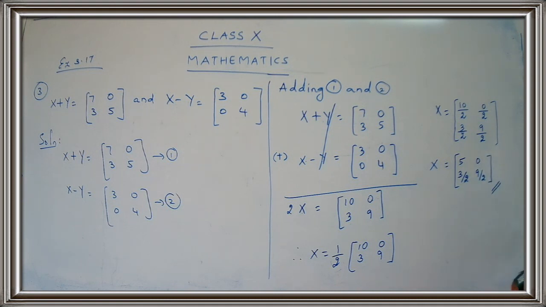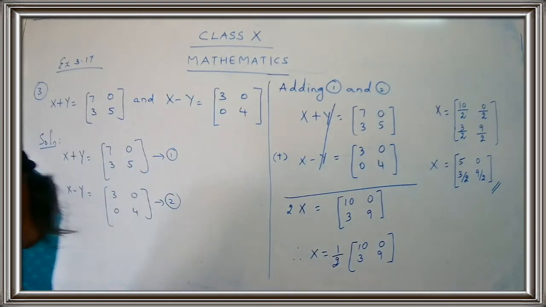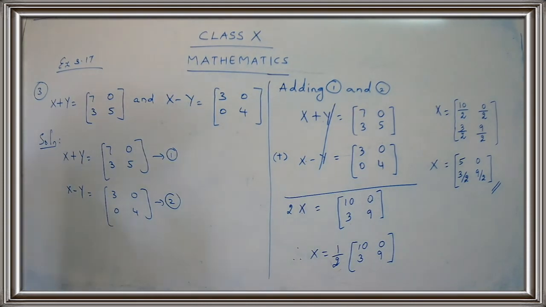So we have found the value for x. What is the value for x, children? 5, 0, 3 by 2, 9 by 2. If you put it in decimals, it's not wrong. You can do it, but keep it in the form of fractions. Wherever you can do the simplifications, you just do it, and the others you can keep the same. So we have found the first part of the question. That is, we have found the value for x. Now let us go for the y part.